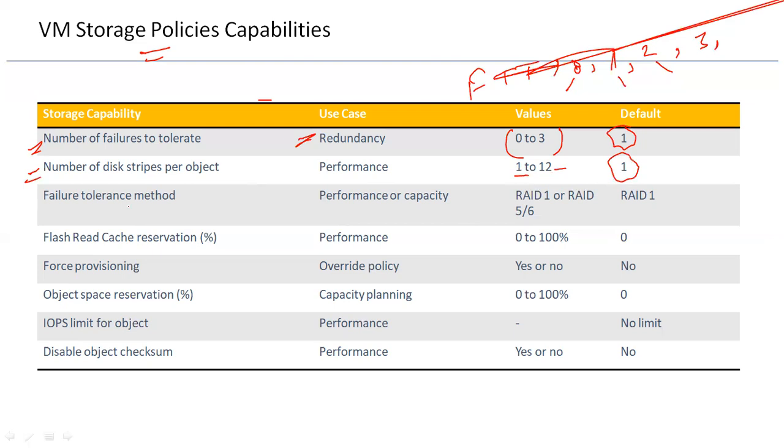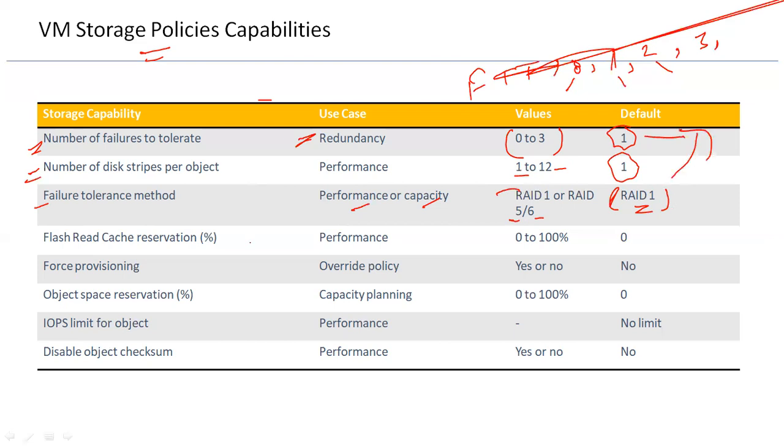The failure tolerance method, from a performance or capacity perspective, offers RAID 1, RAID 5, and RAID 6. The default is RAID 1, though later on we can use RAID 5 and RAID 6. So the default value is FTT 1, RAID 1. This is the default storage policy, but we can customize it later.